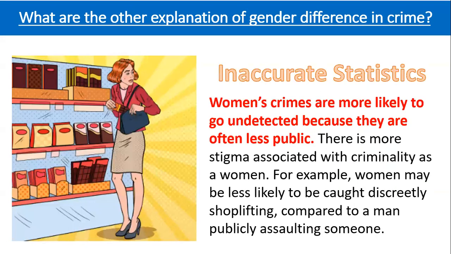And in kind of the last one here, we've got inaccurate statistics. So women's crimes are more likely to be undetected because they are often less likely to be in public. So there's no more stigma associated with criminality as a woman. For example, women may be less likely to be caught doing discreet shoplifting compared to a man who's publicly assaulting someone. So it's making the point that women are more likely to commit crimes that are not necessarily visible. It's kind of like that idea of blue collar, white collar, how white collar crimes don't get highlighted as much because they're less visible or there's no direct victim. That's kind of what we're saying here.